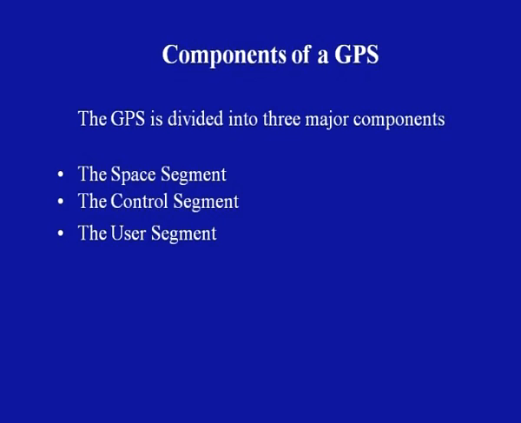Having had a look at the logical steps which are involved, now let us look at what are the main components of a GPS. The GPS is divided into 3 major components, that is the space segment, the control segment and the user segment. So, let us look at each of these segments, the layout in totality.